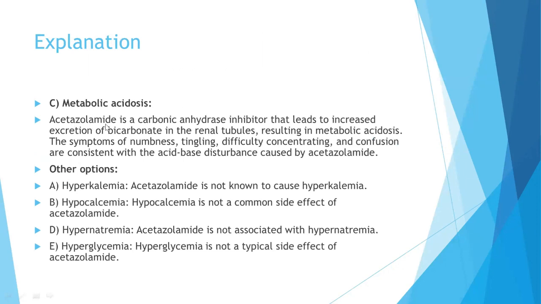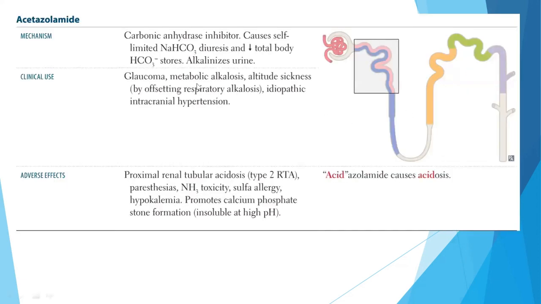Acetazolamide is a carbonic anhydrase inhibitor that leads to increased excretion of bicarbonate in the renal tubules, resulting in metabolic acidosis. More of the bicarbonate is being lost, so the alkali component is being lost, and there will be metabolic acidosis. The symptoms of numbness, tingling, difficulty concentrating, and confusion are consistent with the acid-base disturbance caused by acetazolamide.